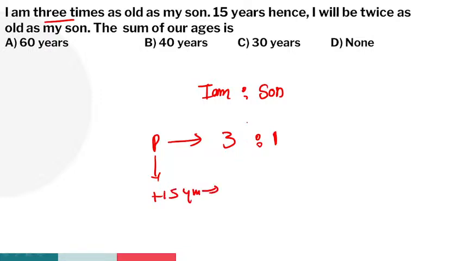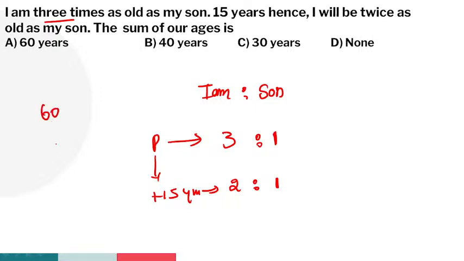15 years hence, I will be twice as old as my son. The son's age after 15 years also, we don't know. Let it be one. The father is how many times? Twice. Twice means 2 times, then 2 is to 1 only. Go through option verification and you'll get the answer, no issue.